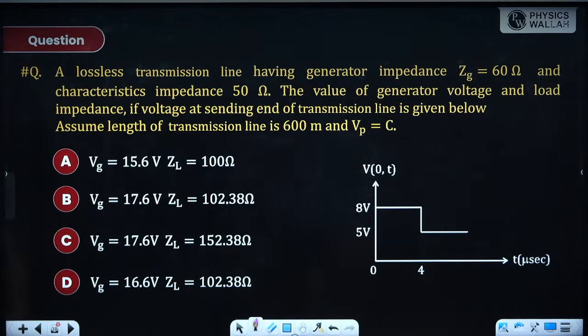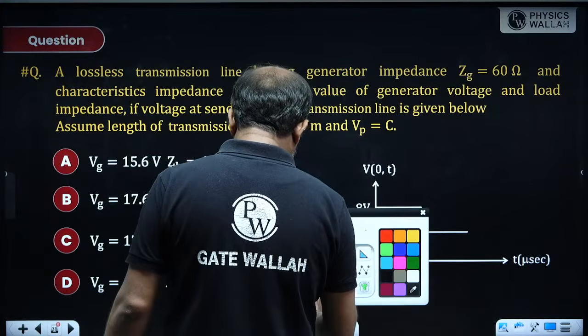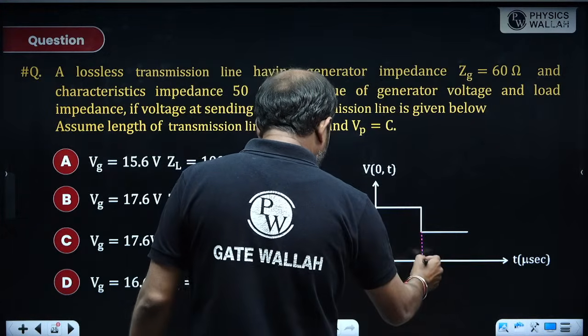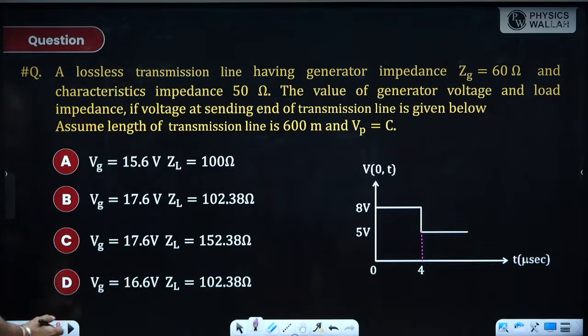Then a lossless transmission line has Zg given, characteristic impedance given, and they are asking generator voltage and load impedance. Transmission line, assume 600 meter and phase velocity equal to C. So length is given, phase velocity is given, time is given. Source voltage is known, so we have to calculate the value.